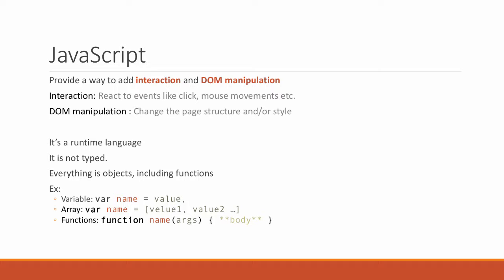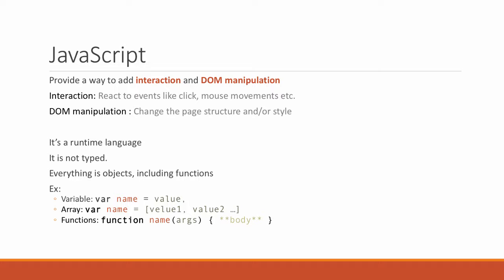So an important thing about JavaScript is that it is a runtime language, so you don't have to compile it, and it's not typed, so you don't have to provide a string, int, or any type for our variables. You can just declare a variable and use it. And everything is objects, including functions. So you can write one function that does something, and you can pass this function as a parameter. And this is highly important for D3, for example. You will see that we pass a lot of functions as parameters to D3.